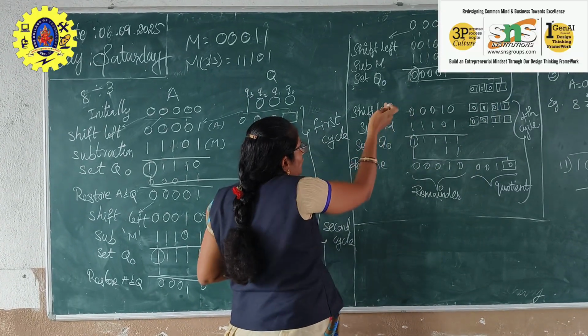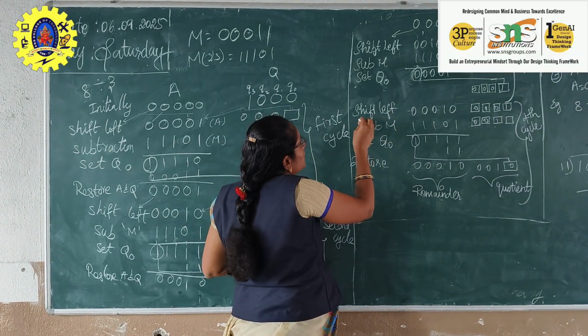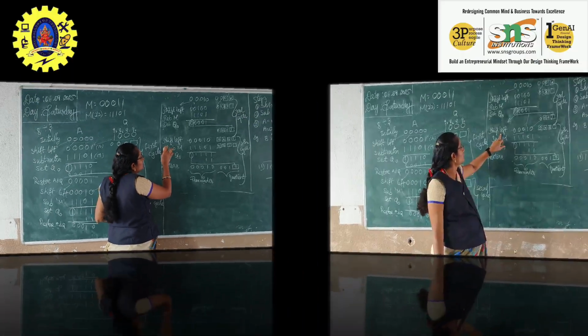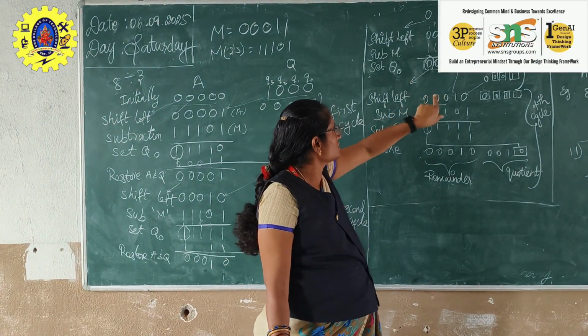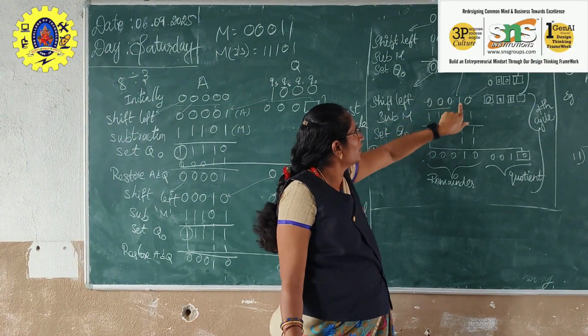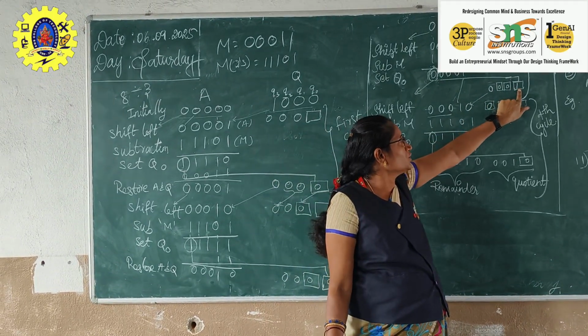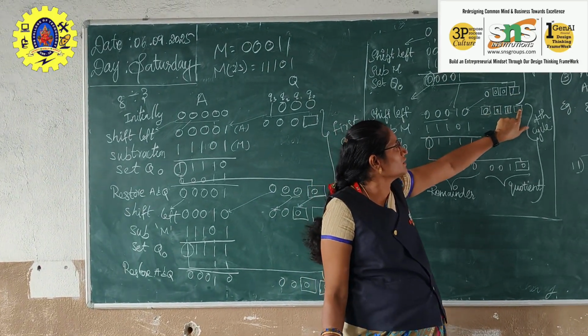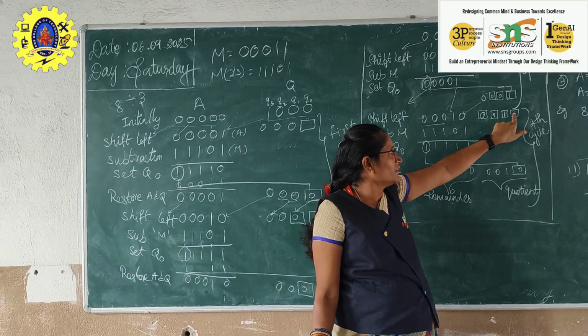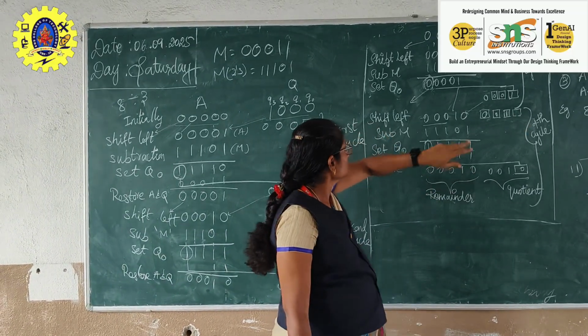Next, after performing the setting of Q naught, what do we have to do? We have to do a shift left. These 3 zeros will come here. The 1, then this 0 will be shifted here. Then the filled Q positions will be shifted here, and it will create the empty vacant position at Q naught.